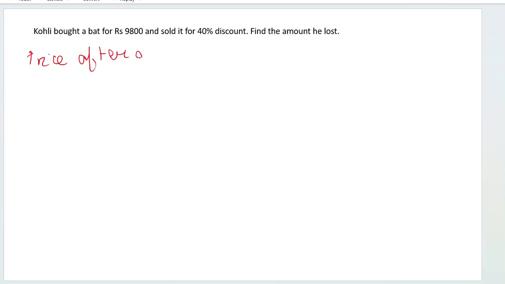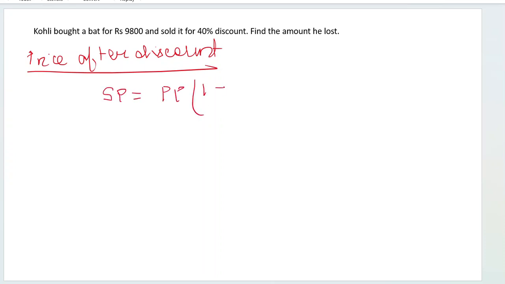So price after discount is given by SP is equal to PP inside the bracket 1 minus K by 100, where K is discount percentage. So basically the question says Kohli bought a bat of rupees 9800 and sold it for 40% discount. Find the amount he lost. Of course, if he buys a bat of rupees 9800 and sells it with a discount, definitely he's going to suffer loss. So the idea is we need to find how much loss he suffered.